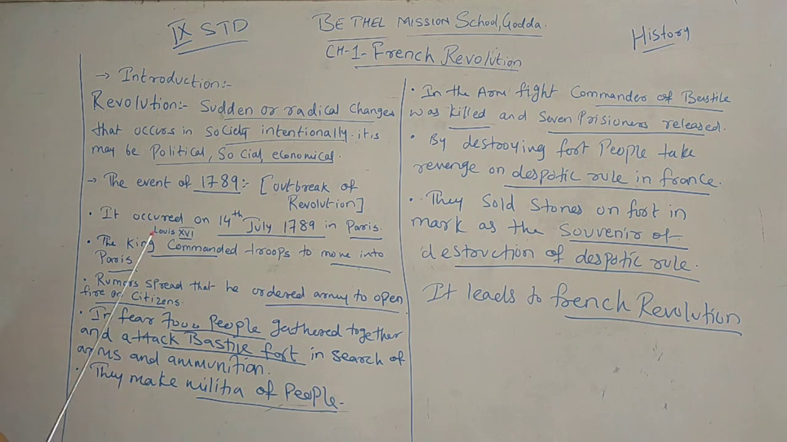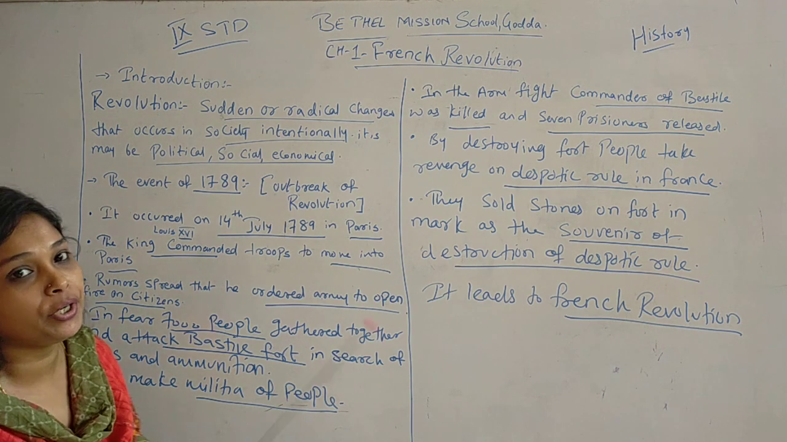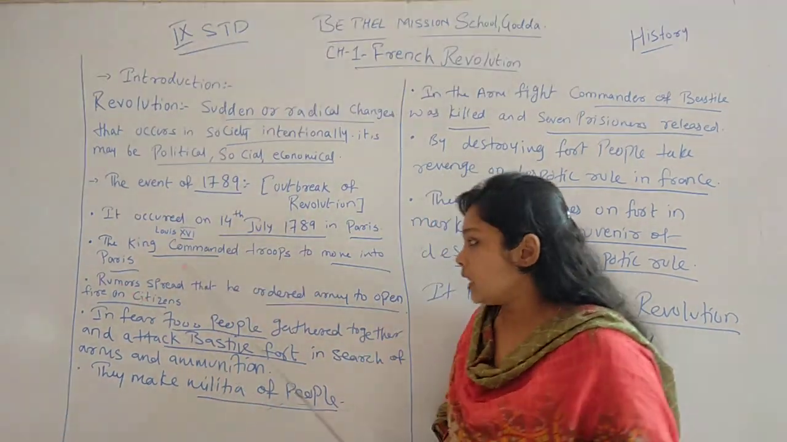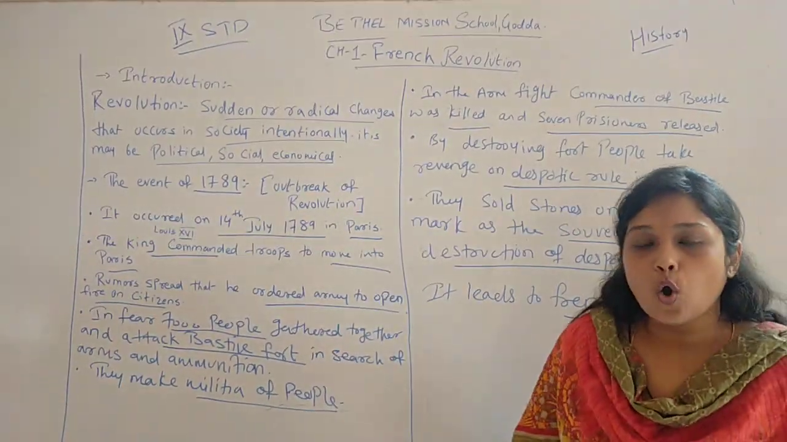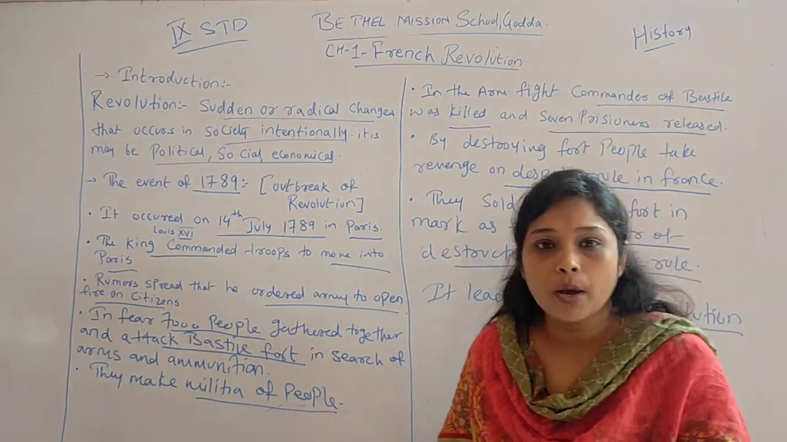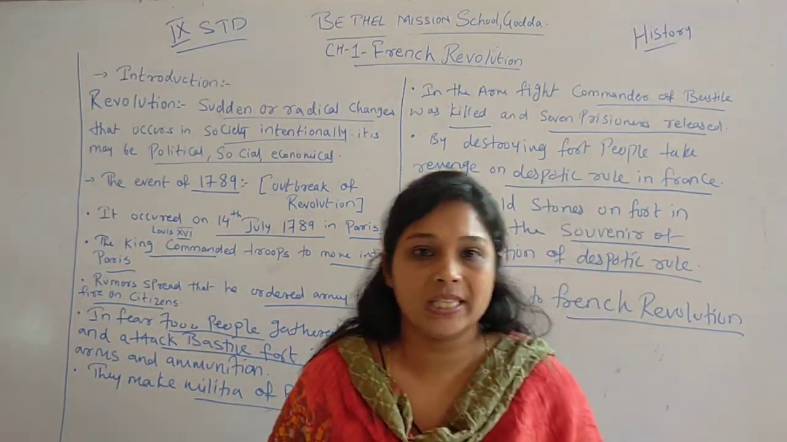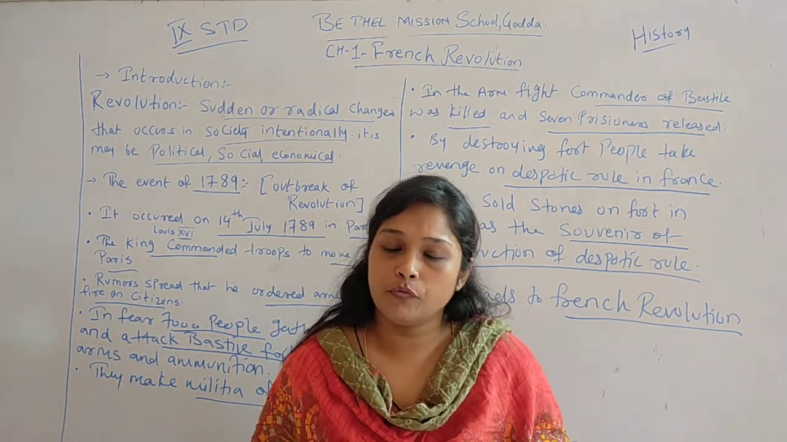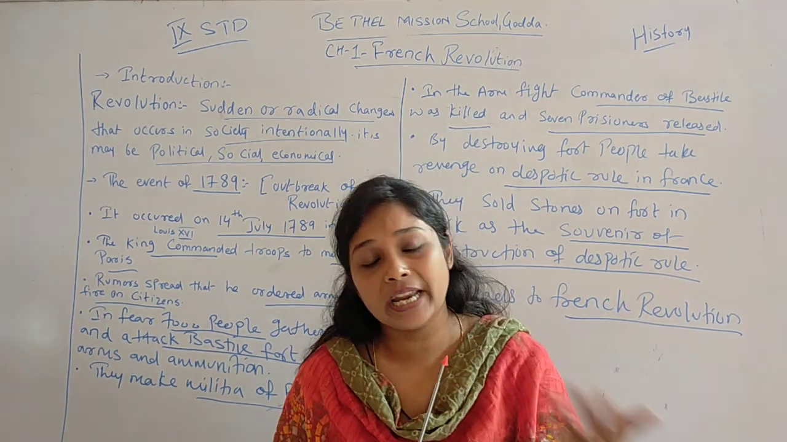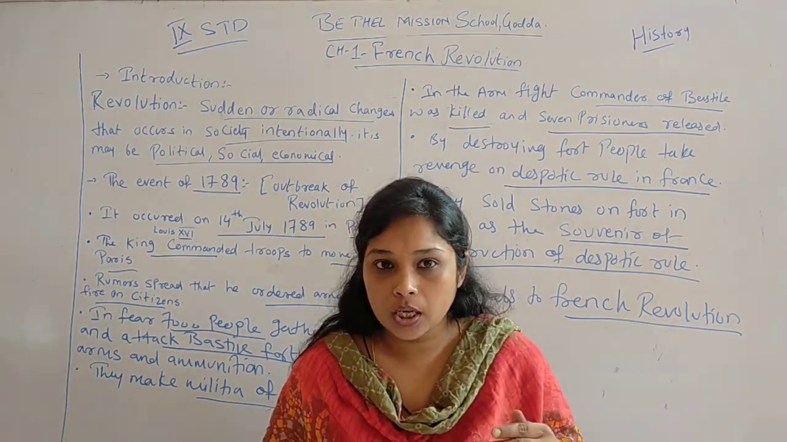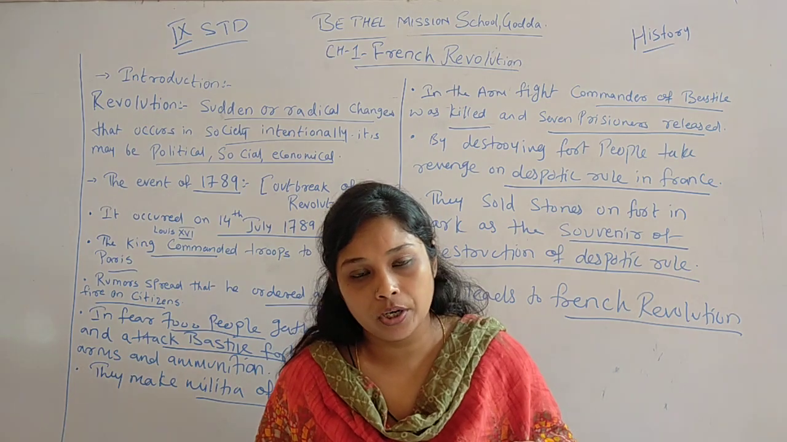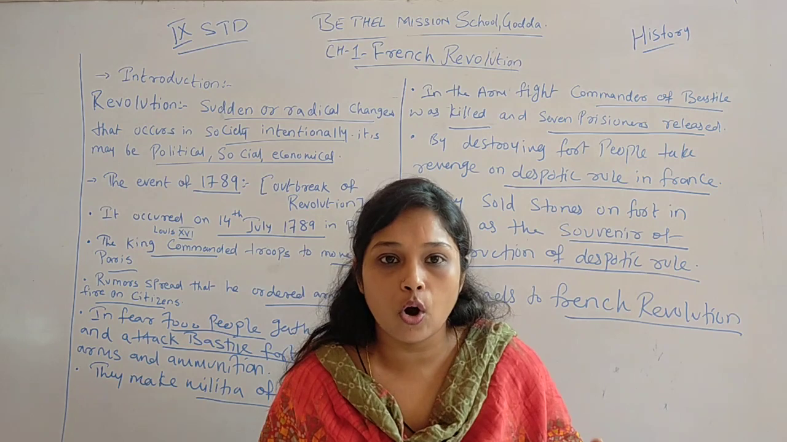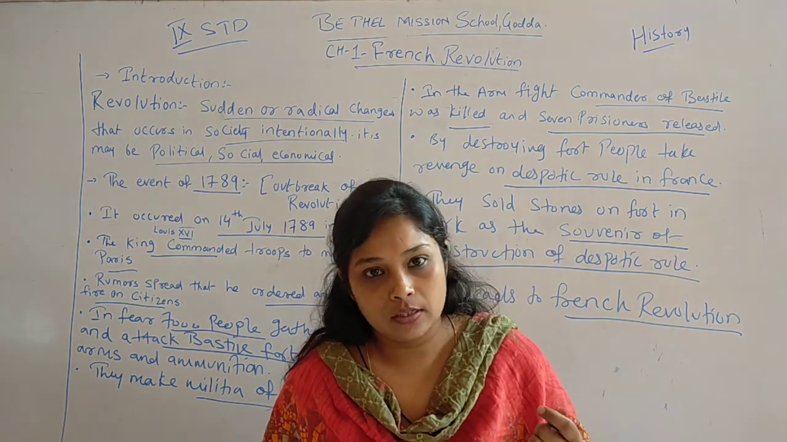King Louis XVI commanded troops to move into Paris for some reasons, but rumors spread that the king ordered the army to open fire on citizens, and out of fear people attacked the fort of Bastille in search of arms and ammunition to fight with the king, or to fight with the army sent by the king. They attacked the fort, they killed the commander of the Bastille fort, they released the 7 prisoners, and they destroyed the fort to take revenge on despotic rule in France.